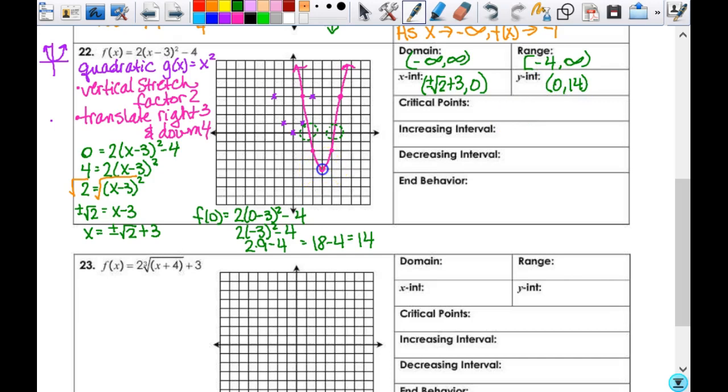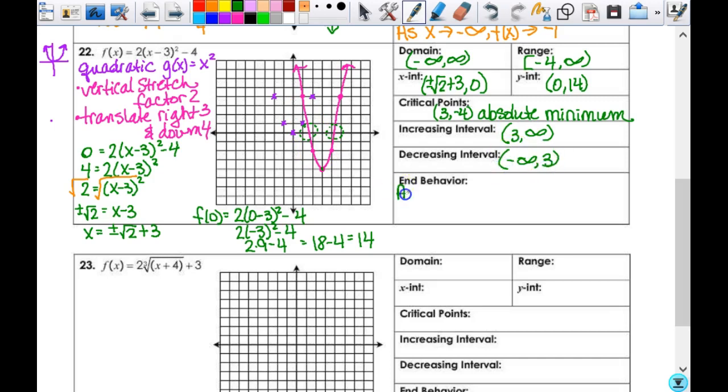Critical points. This is one right here. That is an absolute minimum, and that is at 3, negative 4. It's increasing from here to infinity, and so that is at 3. So it is increasing from 3 to infinity, and it is decreasing from negative infinity to 3.